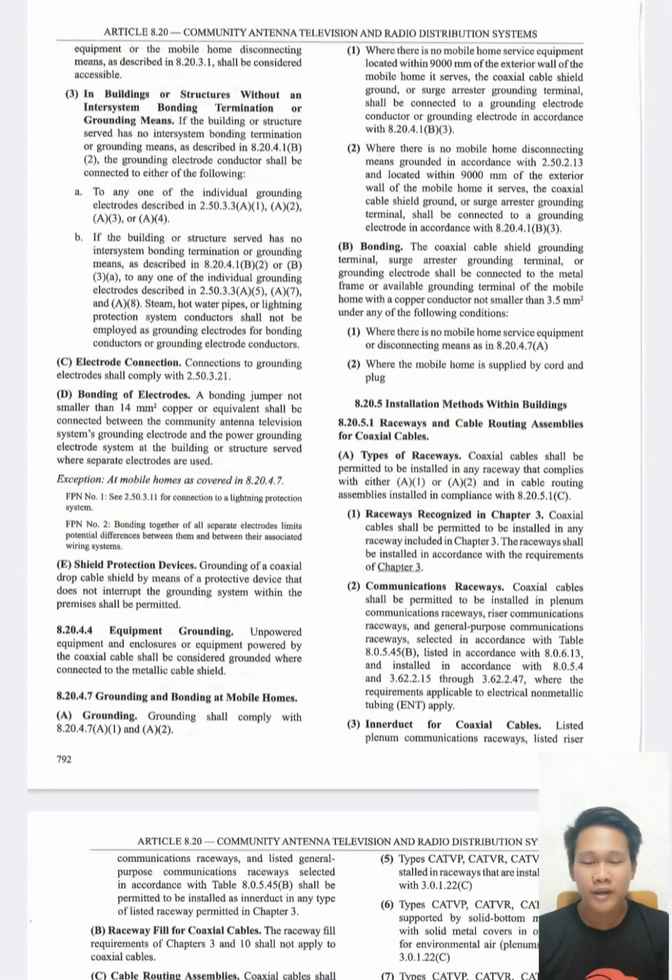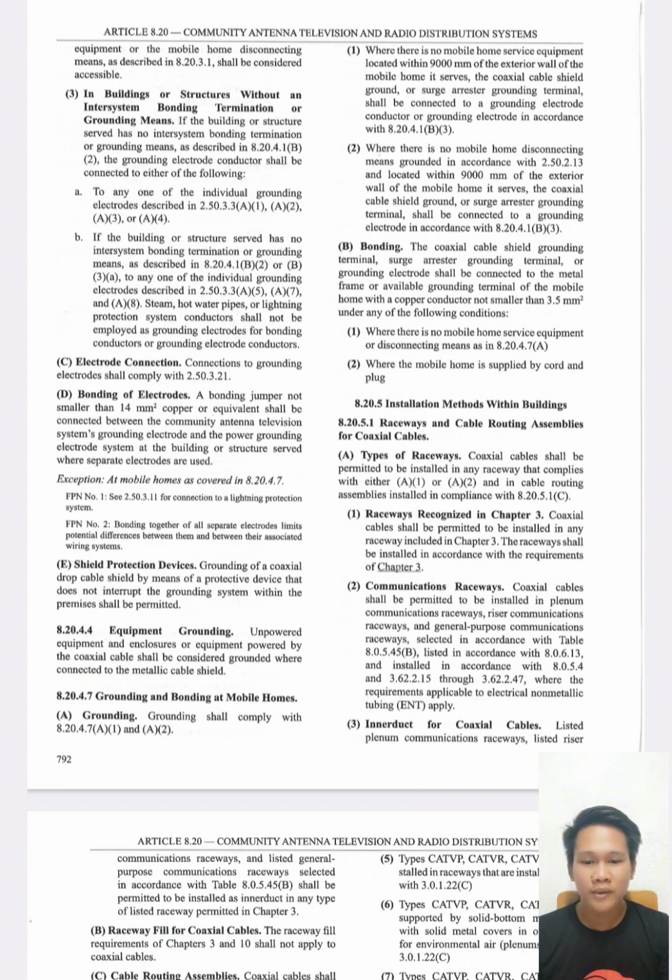So third, we have in buildings or structures without an intersystem bonding termination or grounding means. If the building or structure has no intersystem bonding termination or grounding means, as described in 8.20.4.1b2, the grounding electrode conductor shall be connected to either of the following. First, to any one of the individual grounding electrodes described in 2.50.3.3a, E1, E2, E3, or E4.